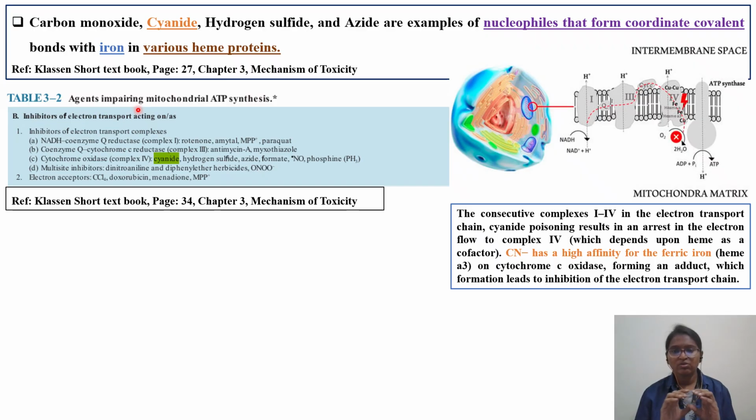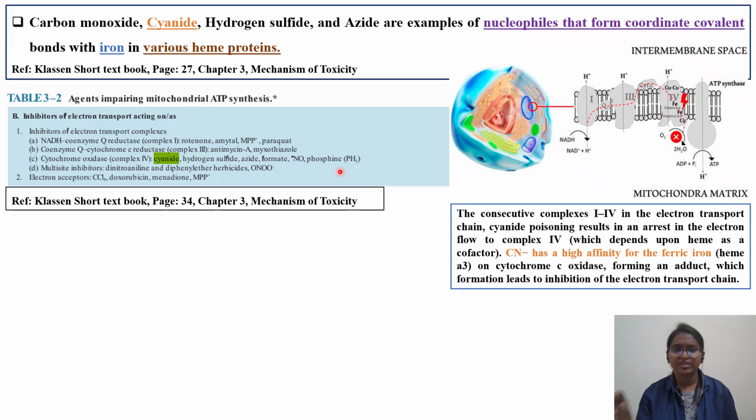As I told you, the mitochondrial electron transport chain is interrupted, because of which ATP is not formed. So please read chapter 3, mechanism of toxicity, only page number 34, in which they have clearly mentioned it. The C point is the same: cytochrome oxidase, complex 4, cyanide, hydrogen sulfide, azide, and formate. Other examples are also given. So what they are doing is inhibiting the electron transport chain.